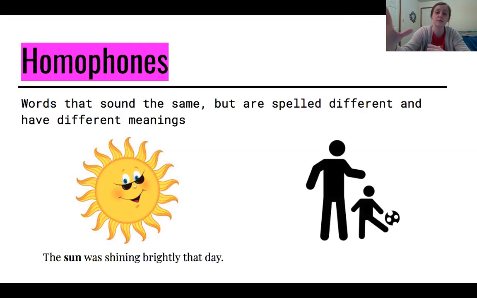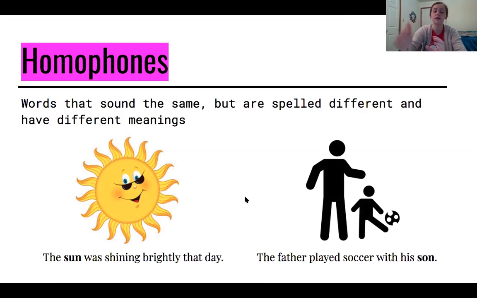But there's another type of son, right? A male child. It's spelled S-O-N. In this sentence we have, the father played soccer with his son. If we compare the two sentences, we see how they're spelled differently, how they have different meanings, but when we say them to our ears, they sound the same. So that's going to be your homophones.